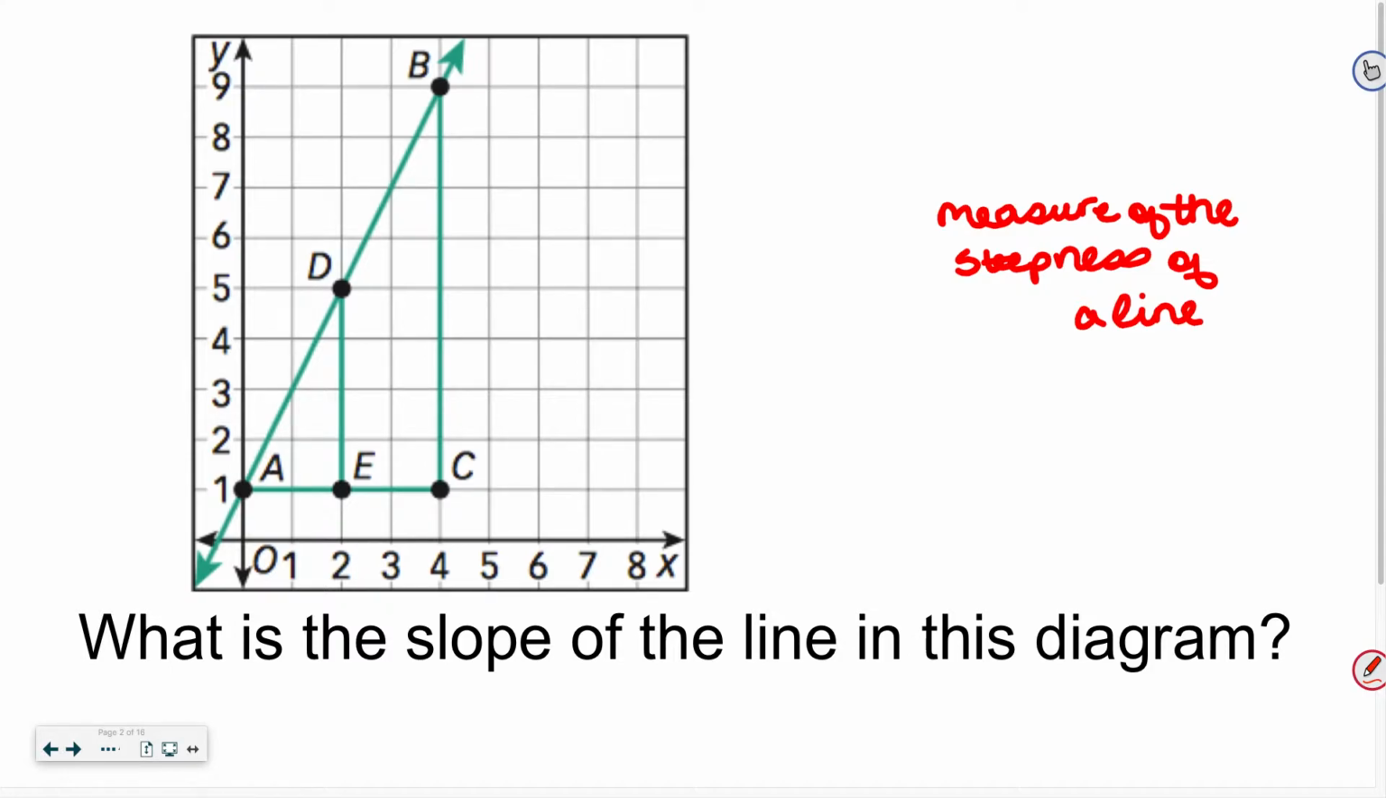And who remembers, how have we found the slope of a line? What have we done? Rise over run. Rise over run. And what is that? What does that even mean? The rise is the y. How much it's going up or down. Okay. And then the x is the run. And what is that? How much it's moving from left to right.